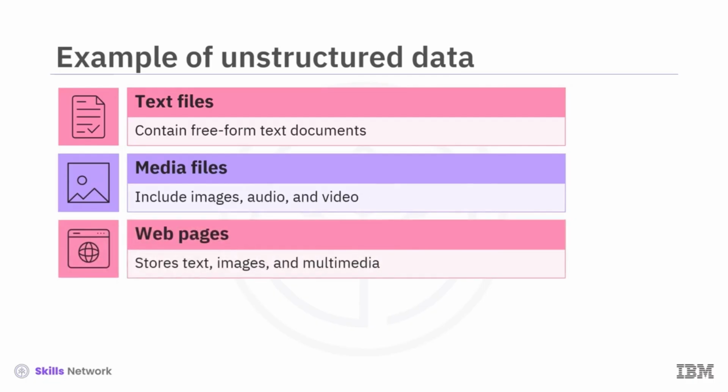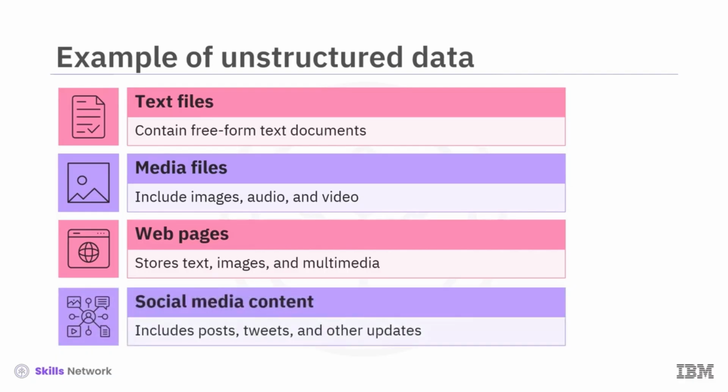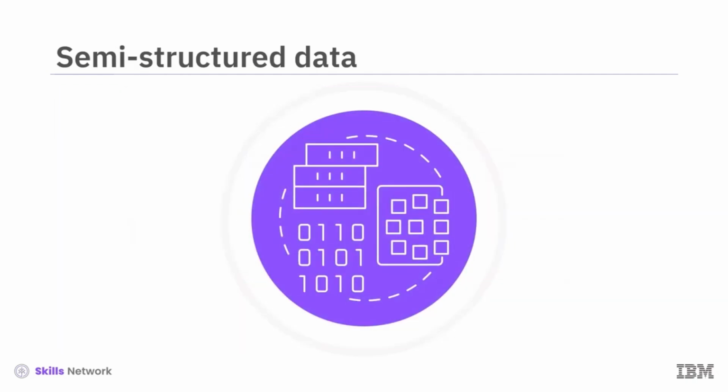Web pages' main content, such as text, images, and multimedia, is often unstructured, despite potentially structured elements like HTML tags. Social media content encompasses posts, tweets, and other updates with mixed text, images, and links. The last category we will discuss is semi-structured data.